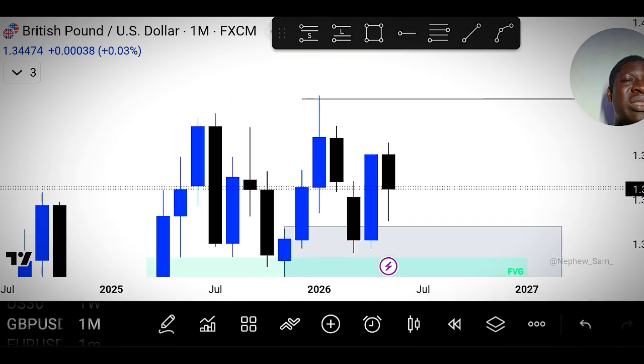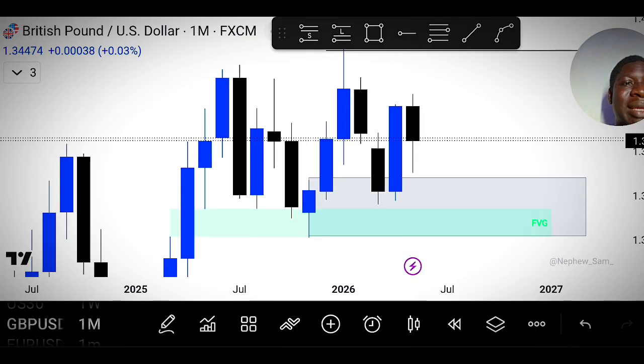So now, what are we looking for on this market? What are we going to do? The thing we are looking for on this market is to buy. There's no way we're going to sell this market. As you can see, when the market tapped this order block, the market respected the order block. Immediately the market tapped the order block, the market started moving.